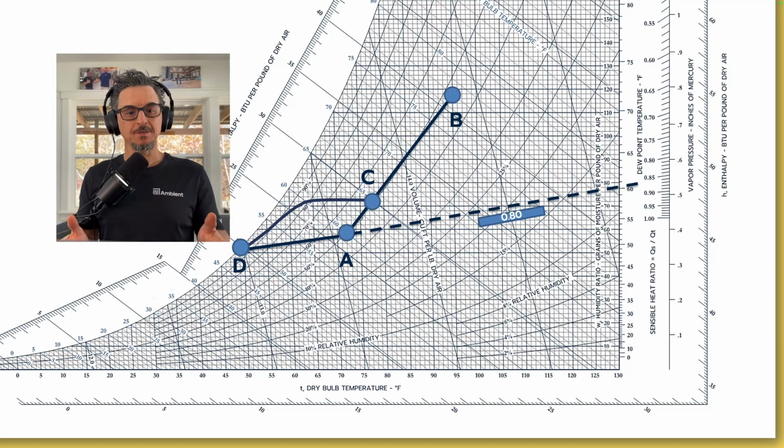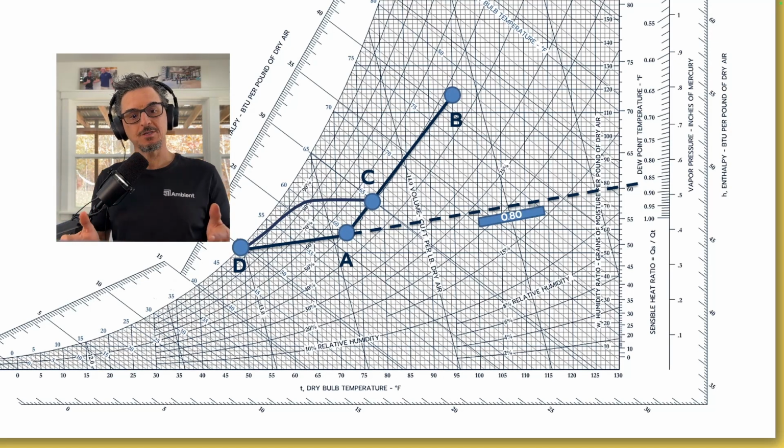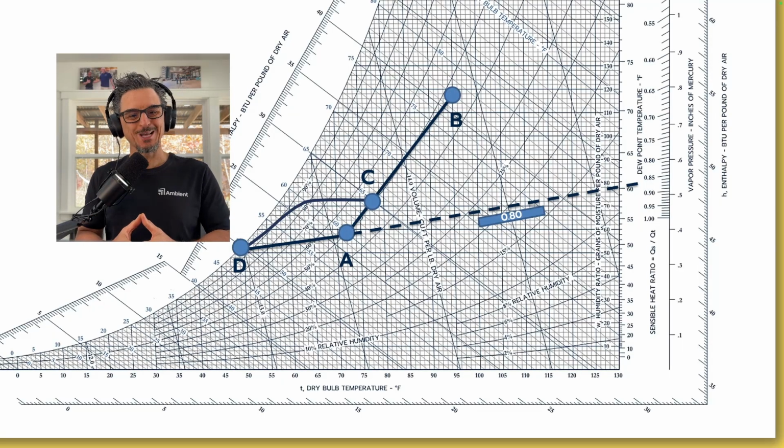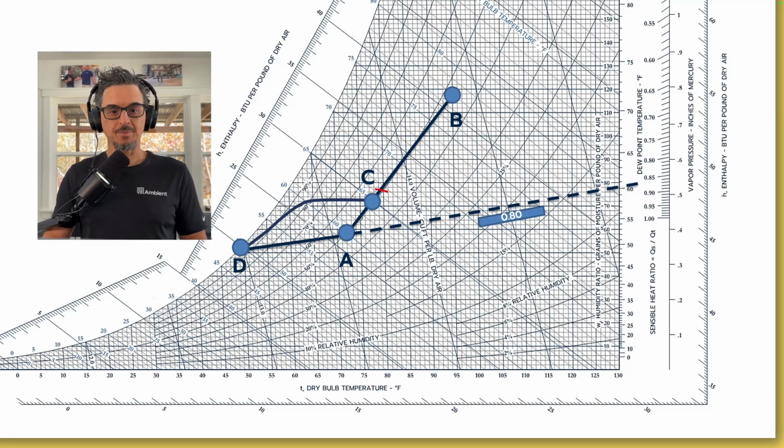Okay, so what happens at part load? And this is where most designs fail. It's very easy to control temperature and humidity at full load. It is at part load where most systems will struggle to control temperature and humidity if they're not designed and selected properly. Okay, so here's a typical scenario.